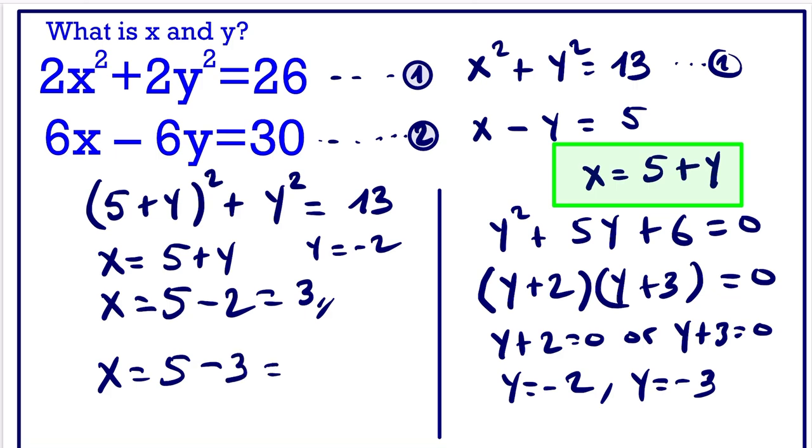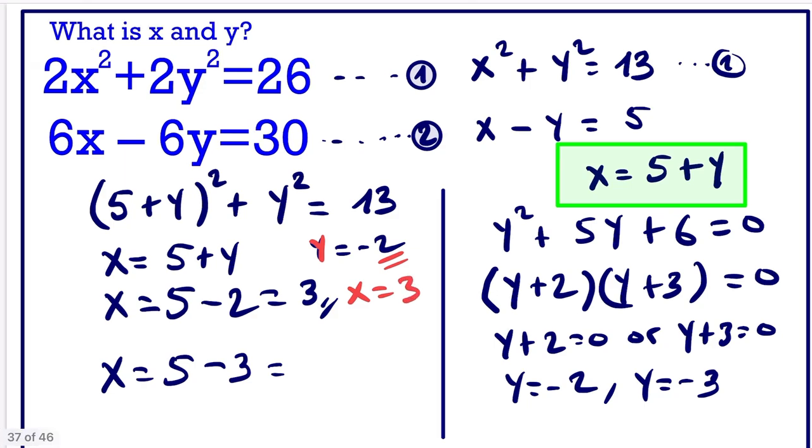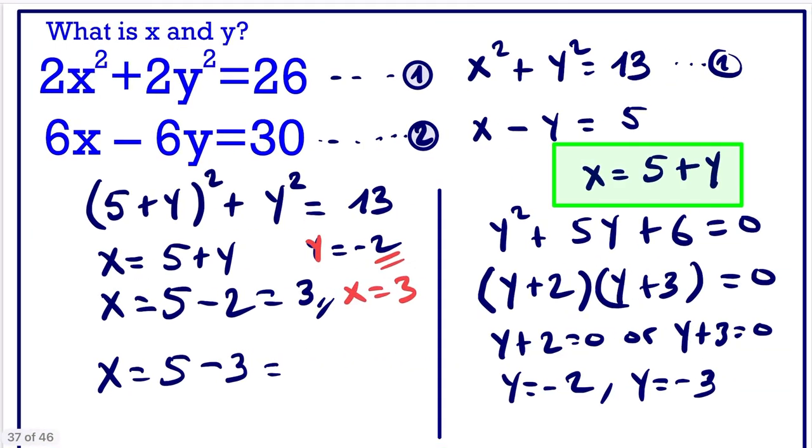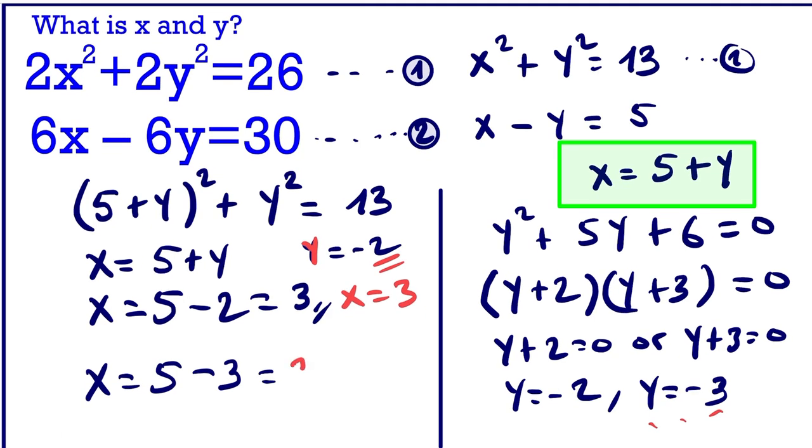So here, when y is minus 2, x is 3. And here, when y is equal to minus 3, x is 2. y equals minus 3, and x is 2.